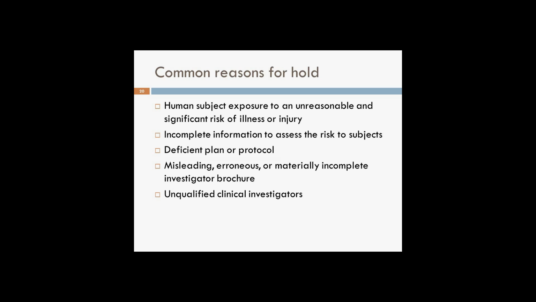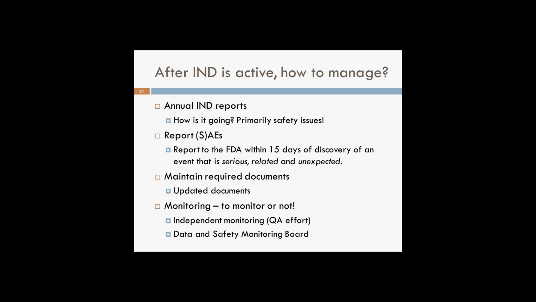So common reasons for a hold are these bullet points. It's all about risk, typically. They think the risk is unreasonable, or they don't have enough information to assess it, or they think the protocol is not designed correctly. The investigator brochure or the consent form can be misleading, or the clinical investigators are not up to snuff. The last point we've never had to deal with. No. And usually what they look for is just to see if an investigator is barred. They look at a master database to see if you've been prohibited from practicing medicine or conducting research. I think this is the last. I think it is. Okay, good.